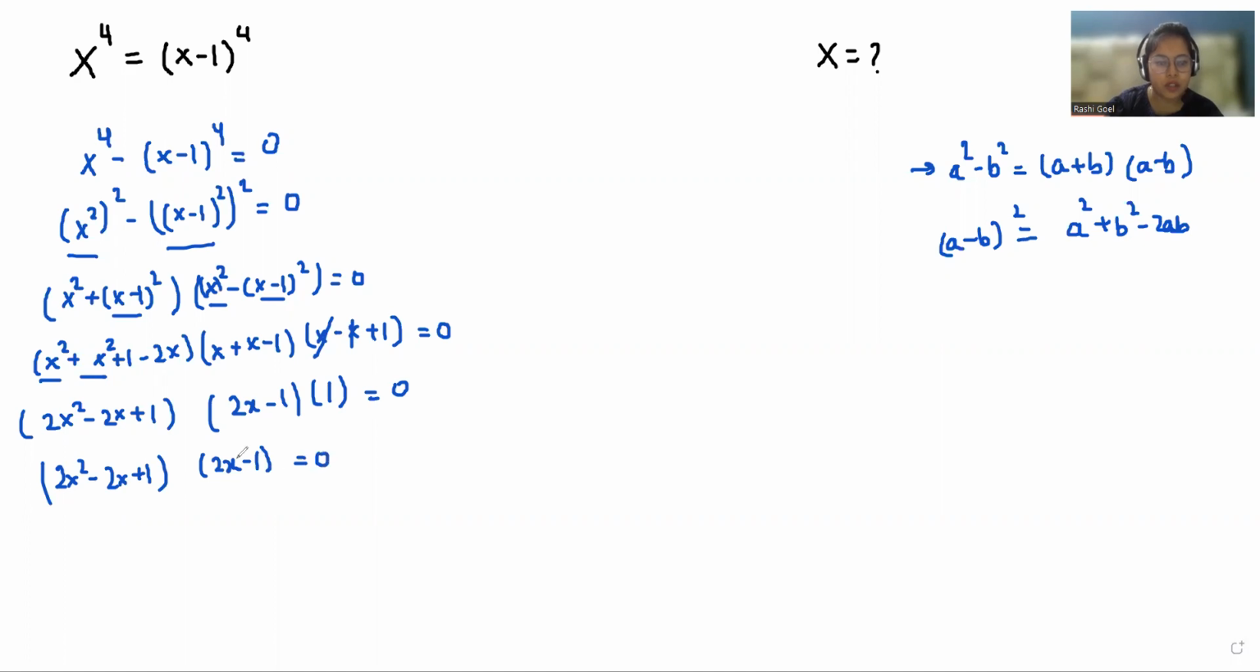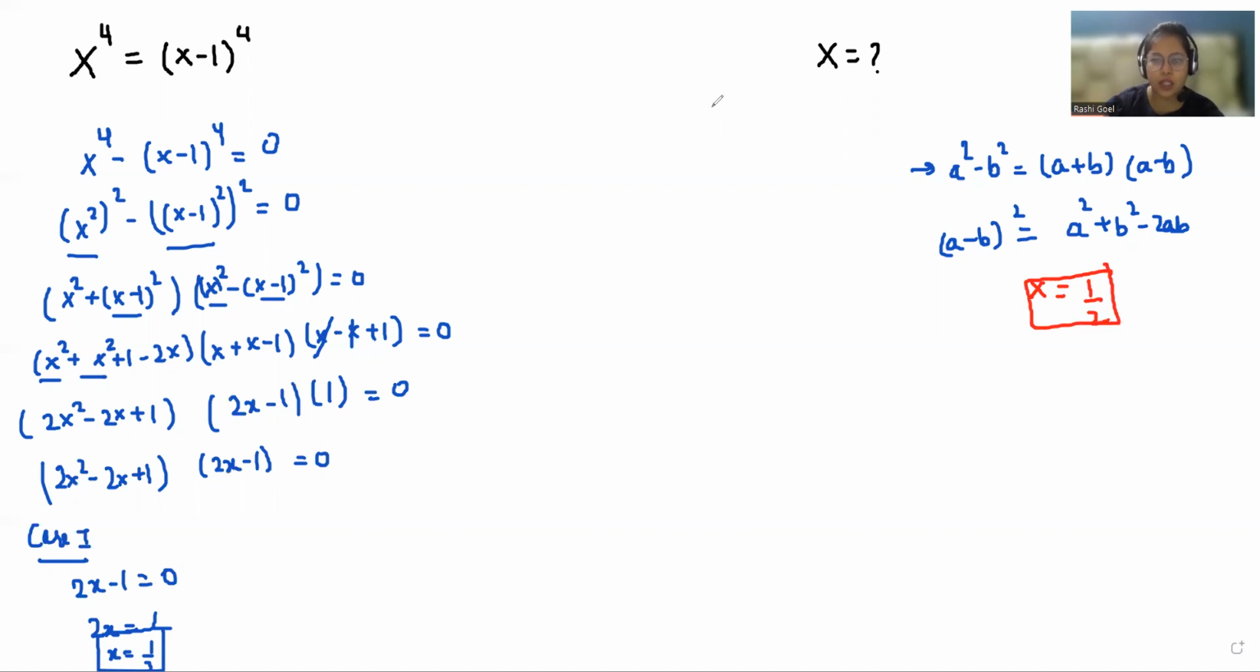We have two cases. Now case 1, when 2x minus 1 is equal to 0, so 2x is equal to, we'll take minus 1 to the other side, 1, and x is equal to 1 by 2, because multiplication when it comes to the other side becomes division. X is 1 by 2. We'll write the values. X, in this case, is 1 by 2.